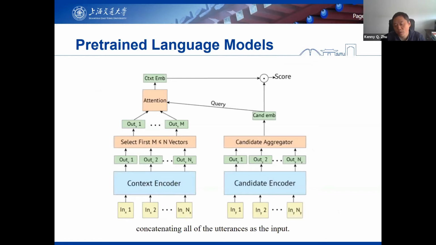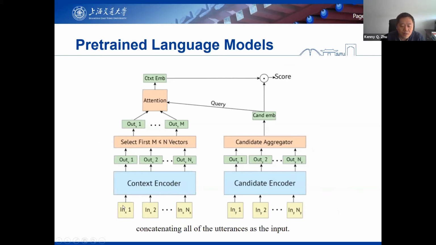The third approach, which is also the most widely used approach today, makes use of a pre-trained language model, such as BERT. Here we concatenate all the utterances in the input into one big long string, and we use the response as an output string, as output sequences.